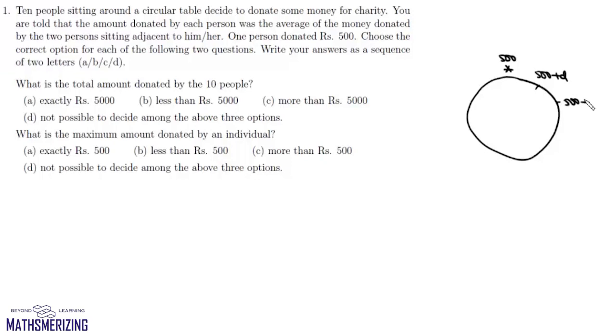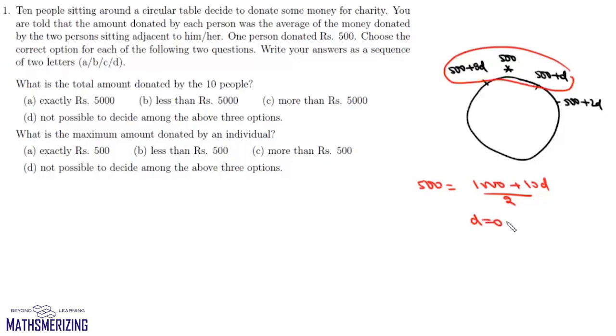Next one will be 500 plus 2d. And finally, this one will be 500 plus 9d. Now, even for this person, 500 has to be the average of these two. So if we take the average of these two, then 500 equals (1000 plus 10d) by 2. That is, the value of d is 0. And when the value of d is 0, that means it is a constant AP. So each person has donated 500 rupees exactly.